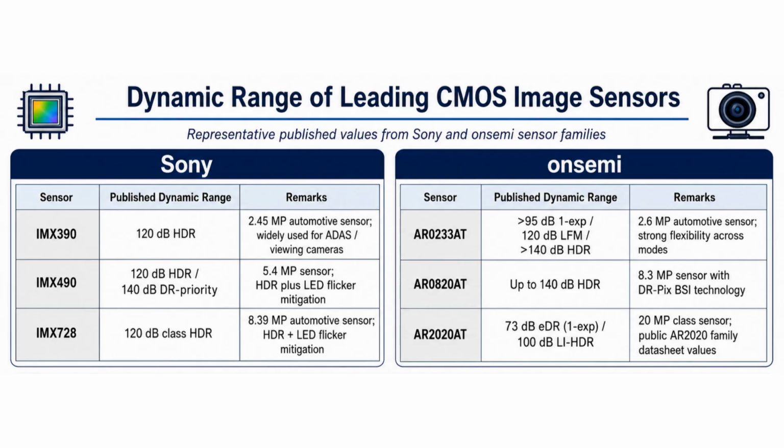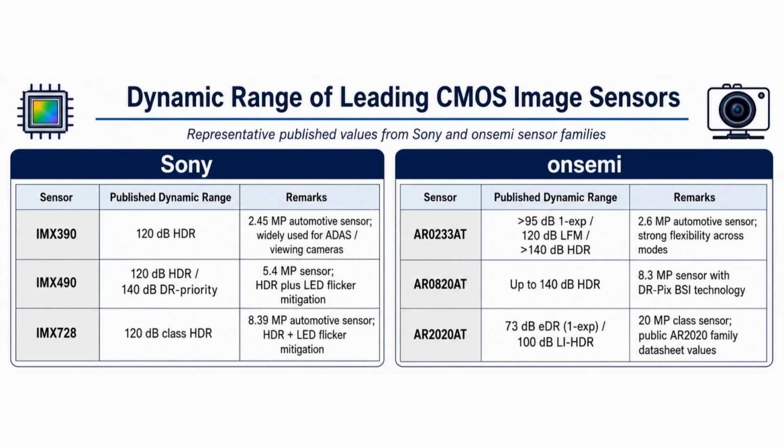This image compares the published dynamic range capabilities of selected Sony and onsemi CMOS image sensors. On the Sony side, the IMX390 and IMX728 provide around 120 dB class HDR, while the IMX490 can reach up to 140 dB in dynamic range priority mode. On the onsemi side, the AR0233AT offers different values depending on the operating mode, from over 95 dB in single exposure to over 140 dB in multi-exposure HDR.